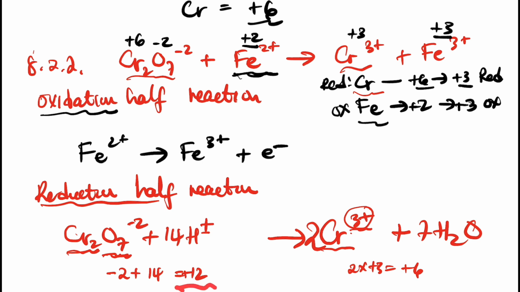So we have +12 and +6. So that means we have to add electrons. These are the positive. We have to add 6 electrons. So if we add 6 electrons, that means we minus the 6. It's going to be what? +6. And then this side is going to be +6. So that is balanced. Guys, I hope I make sense by that.